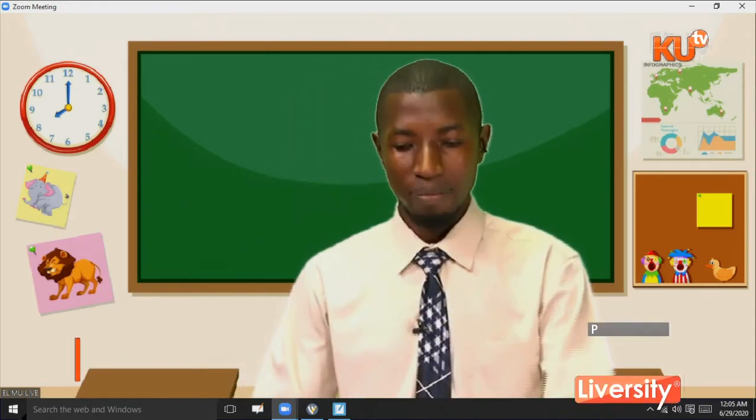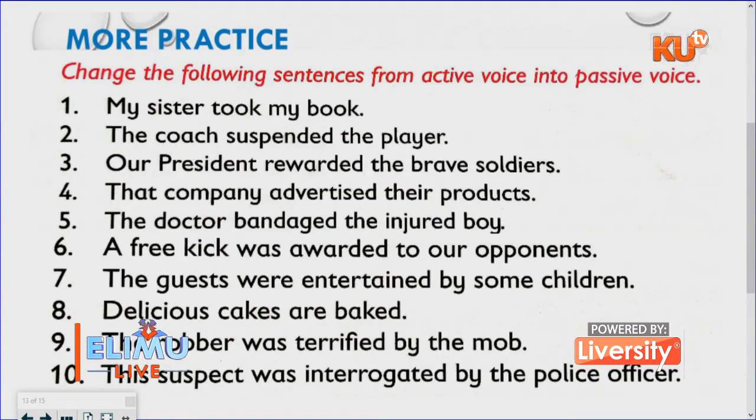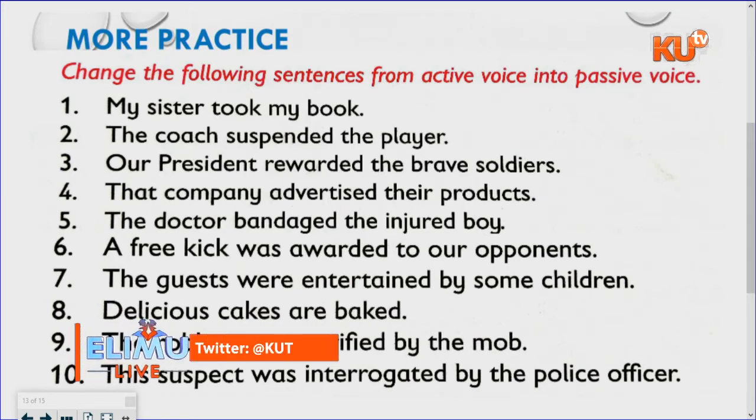So we continue to our next sentence, which is, that company advertised their products. That company is the subject, advertised is the verb, then their products is the object. So we start with their products, then advertised, then the company.